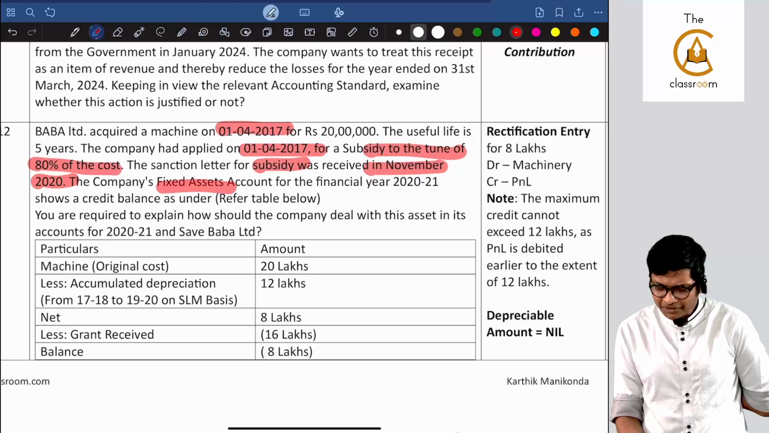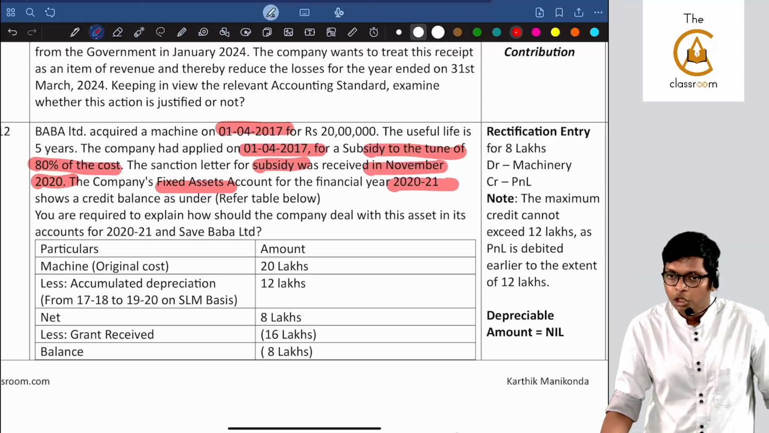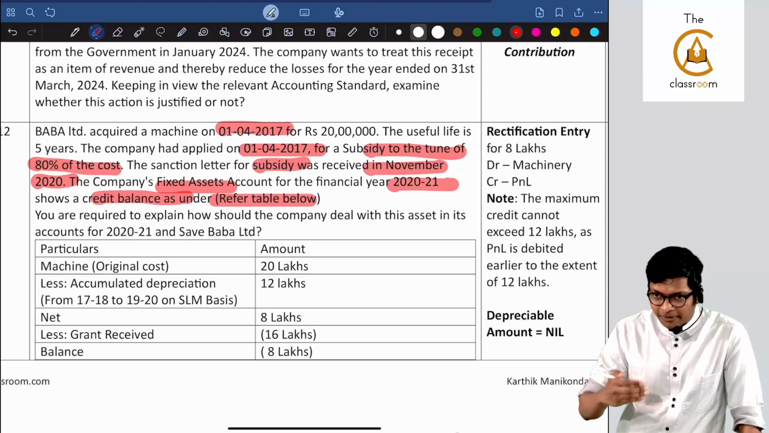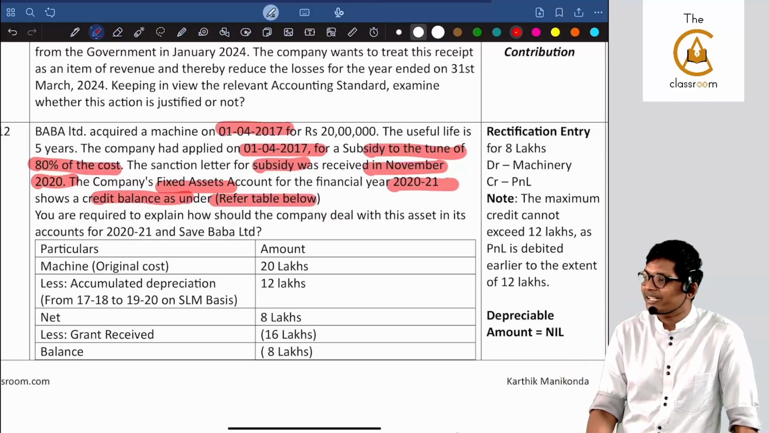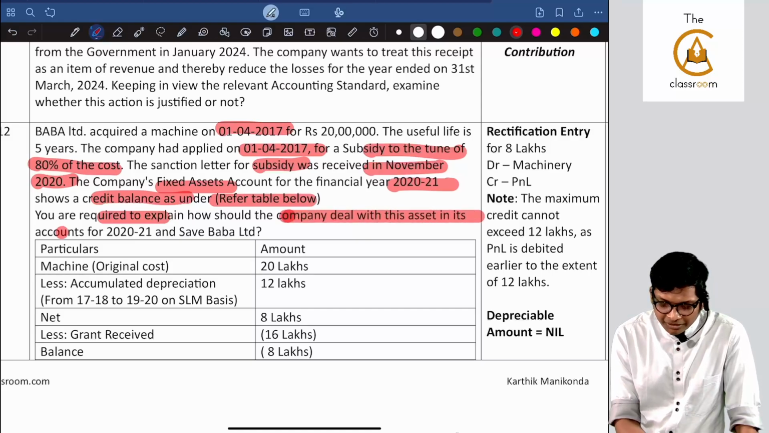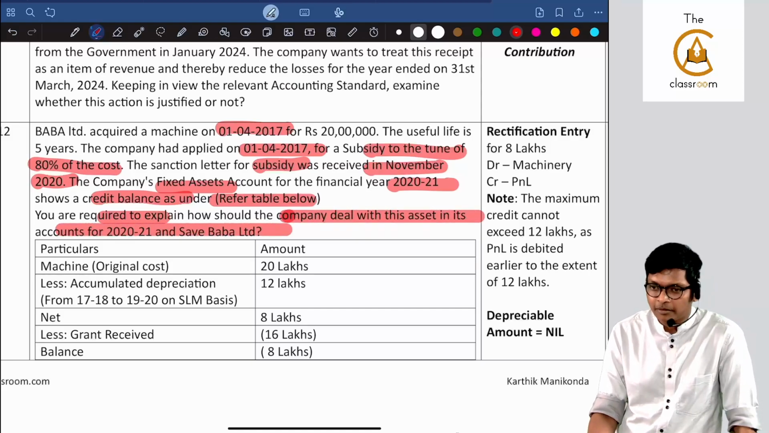The company's fixed asset account for the financial year 2021 showed a credit balance as under. This table is what is already there. Are you getting it, guys? You are required to explain how the company should deal with this asset and save Baba Limited.